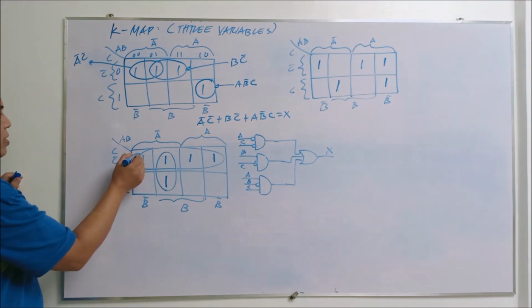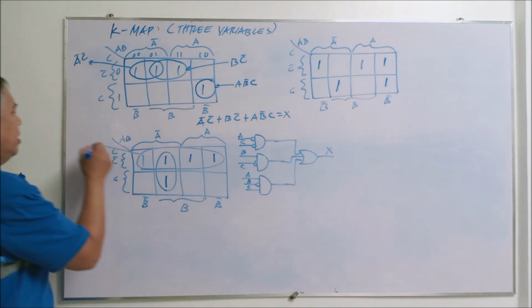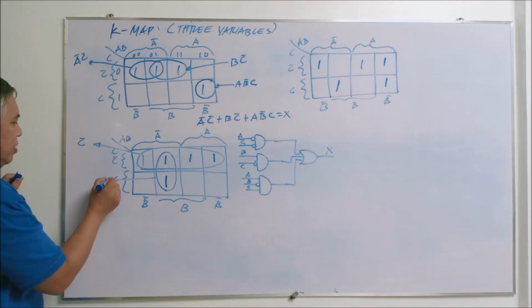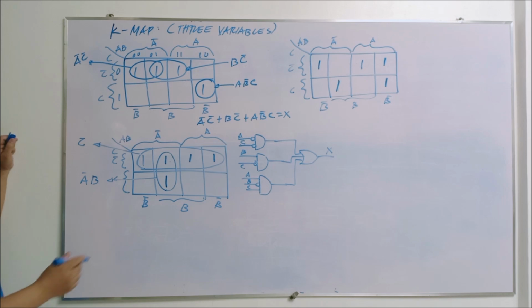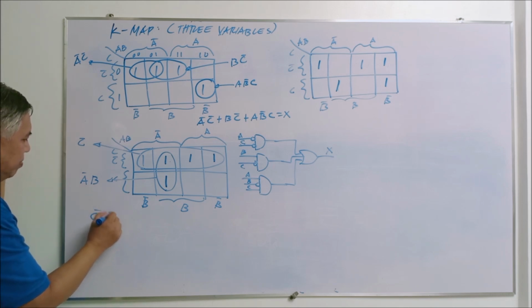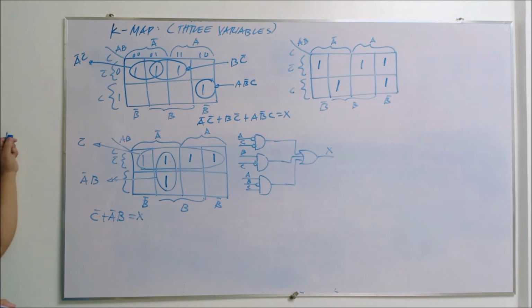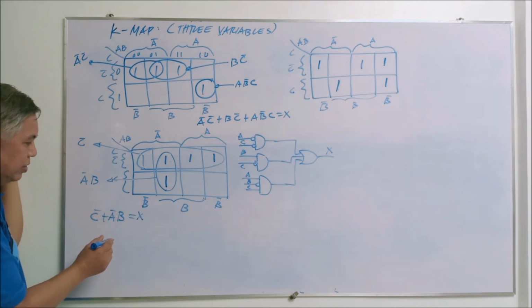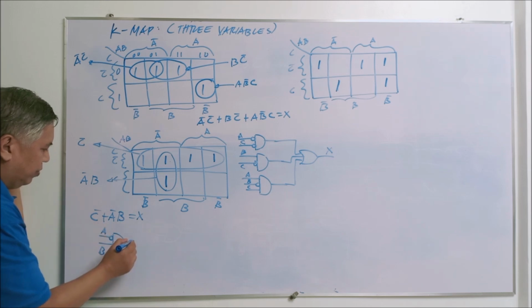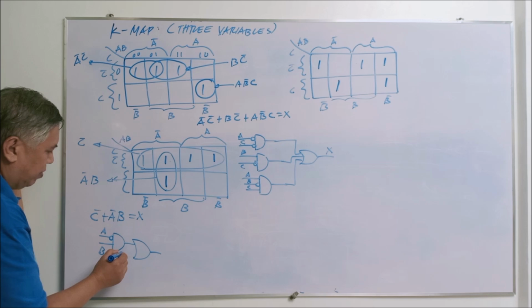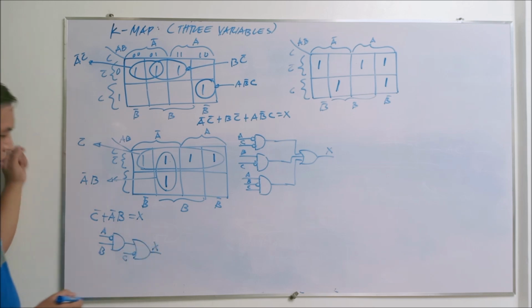Okay, so this one here belongs to what? C bar. Whereas this one here belongs to A bar B. So the final equation will be C bar plus A bar B is equal to X. Okay? They can be interchanged: A bar B plus C bar is equal to X. It's the same equation. So what will be our logical circuit equivalent? So you have A bar B, and this is being ORed to C complement. That will be your X.